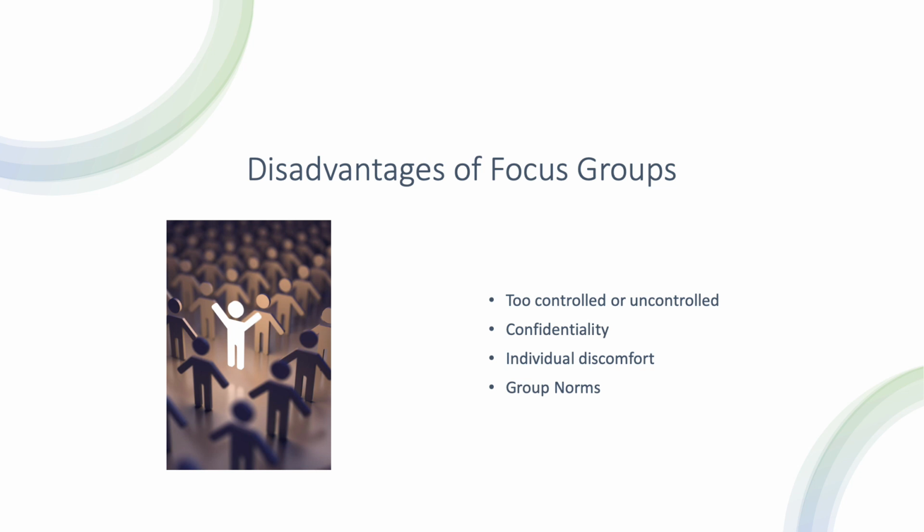Some suggest that group norms can also be a bit tricky. So if someone talks about something in the group and the other participants may find it hard to disagree with that person, then that can be a problem. Or if everyone in the group is saying one thing and one participant actually disagrees with that, they may find it hard to speak up and say that they disagree.